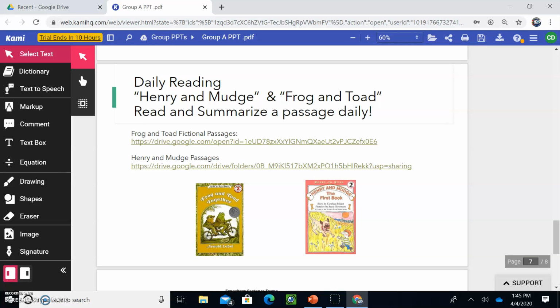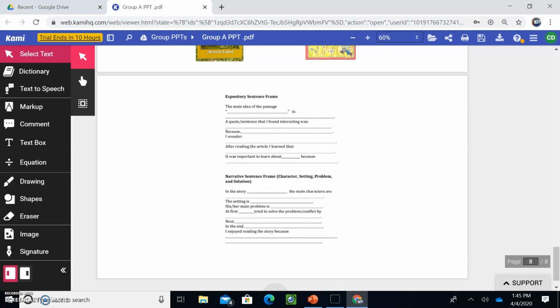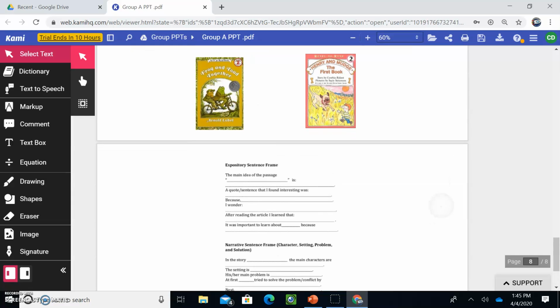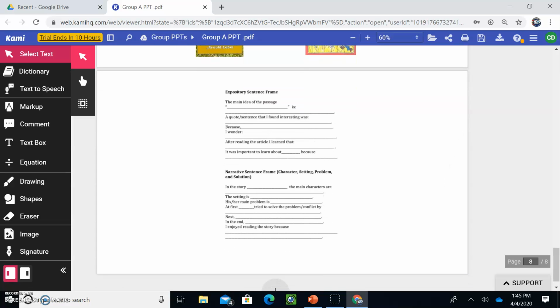I do have a template that'll support you with writing a summary of a narrative piece. In the story blank, obviously Frog and Toad, Henry and Mudge, there's a specific story. Make sure it's in quotation marks. Identify the setting and who the main character is. There probably is more than one main character. And then ultimately, what challenges do the characters face? That would be the conflict or the problem. And is there a solution?